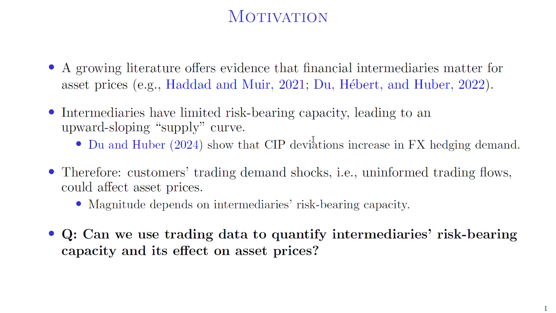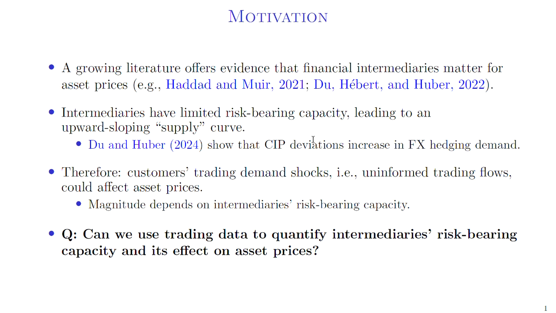Basically, the motivation of the paper is that a growing literature has offered evidence that financial intermediaries matter for asset prices. In particular, these intermediaries have limited risk-bearing capacities. They don't have infinite risk-bearing capacity, meaning that you have an upward sloping supply curve. Therefore, if you have some customers with purely uninformed trading demand shocks, they could impact asset prices. And of course, the magnitude is going to depend on intermediaries' risk-bearing capacities.